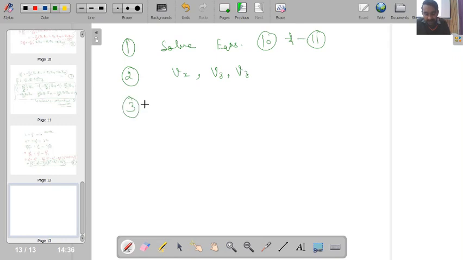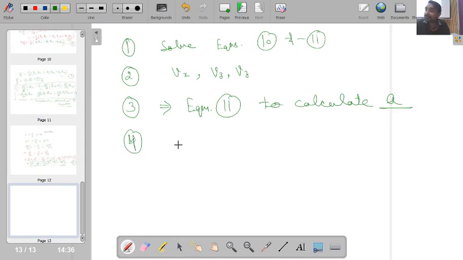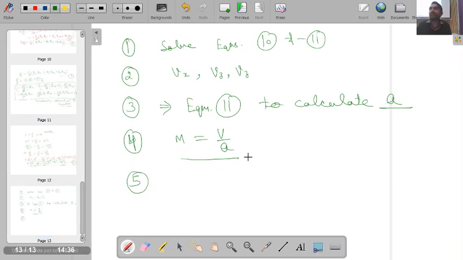Then what I can do, I can take the help of equation 11 to calculate A, speed of sound. Once speed of sound is there, I can calculate Mach number equal to V by A. Once I have Mach number equal to V by A, then in terms of the upstream Mach number, already we have derived different relations for solving our compressible flow situation.